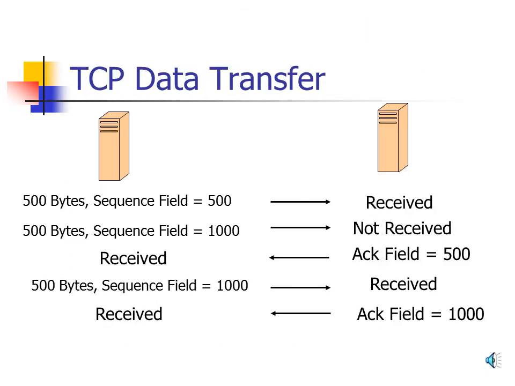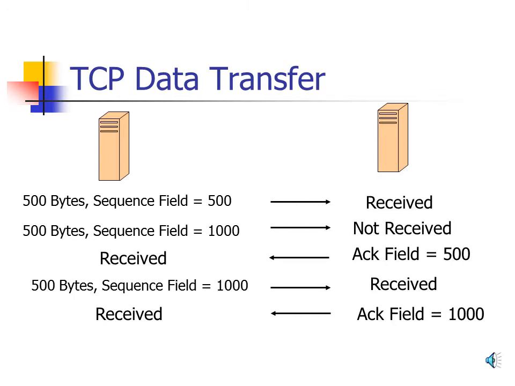TCP data transfer. Now in this simple example, we have a sending machine on the left and a receiving machine on the right. Now our sending machine is going to send the first TCP packet. In that TCP packet will be 500 bytes of data. And when it sends the TCP packet, it will set the sequence field in the TCP header to 500. It sends that packet, and the first packet is received by the destination computer.